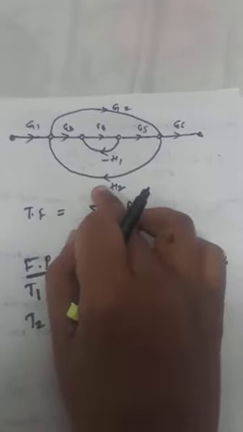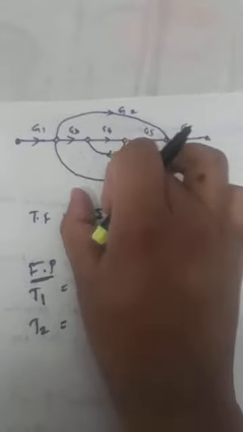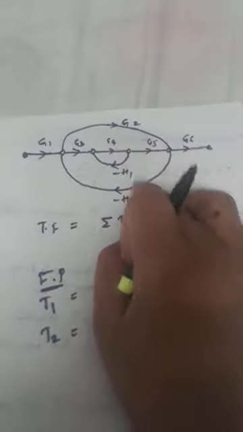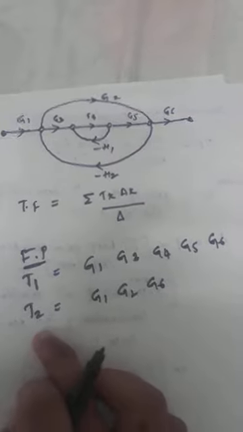S2 is coming in the opposite direction. Again here also H1 is coming in the opposite direction. This cannot be considered as a forward path. So there are only two possibilities of forward path.